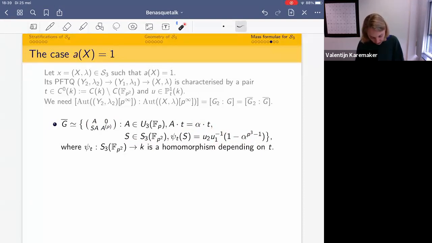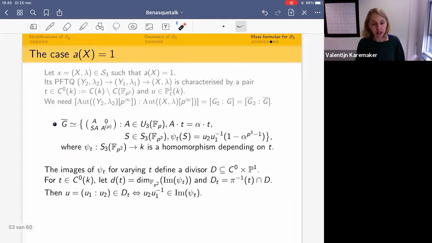So this psi T is a homomorphism that I can write out for you, but I will not in the interest of time. The most important thing is that you can see where T and U play a role in this description.